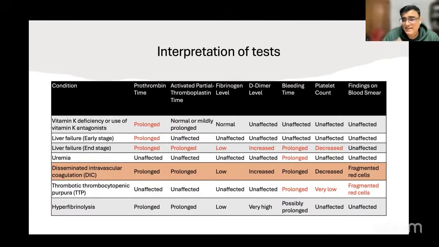D-dimer will be increased. Bleeding time will be prolonged. Platelet count will be reduced. And on peripheral smear, you would see schistocytes or fragmented RBCs. So if DIC was given as an option, then DIC becomes the correct answer there.